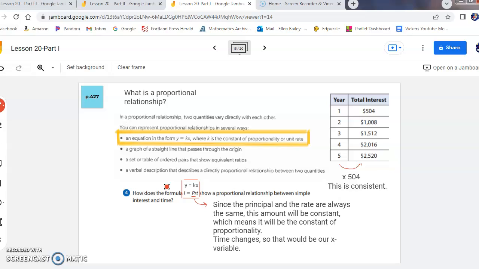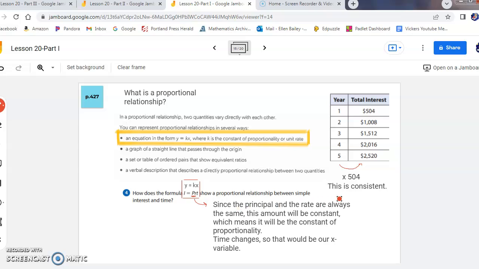All right, so Ms. Bailey, what do you want us to write? Okay, so here's what I want you to write. All right, you ready? I want you, above the I equals PRT, to write Y equals KX. K stands for the constant, X stands for the variable. Do you see how I've underlined the principal and the rate? That's actually going to be the constant, because since the principal and the rate never change, the K will always be the same. X is our variable and T is the variable.